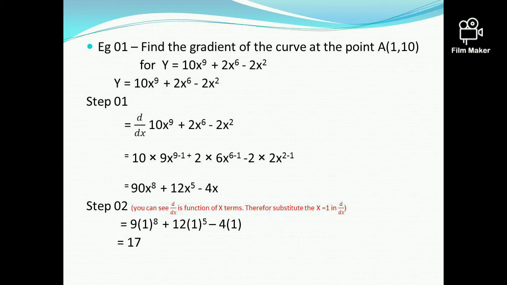Now what you need to do is substitute the coordinate. We need to substitute the x value because you need to understand that the differentiation function is a function of x. Therefore, if you substitute 1, you will receive the answer 17. That means the gradient of the curve at point A would be 17.